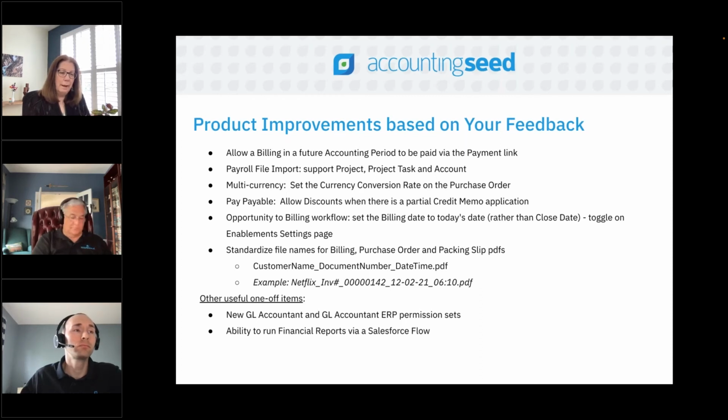Okay, we had one or more customers that have this situation. They bill for services, and those services are going to be performed sometime in the future. But they're going to go ahead and create the billing and post it in a future period, and then they're going to collect prepayment. They require that their clients pay them ahead of time. So they want the ability to create the cash receipt in the current period, post the billing in the future period, apply that cash receipt to a future billing, and have that all done, have it be paid via the payment link. Okay, so we've given you the ability to do that in Summer 22.